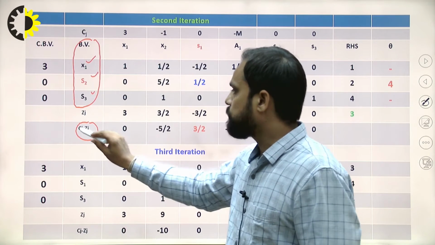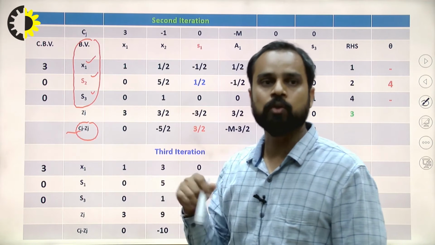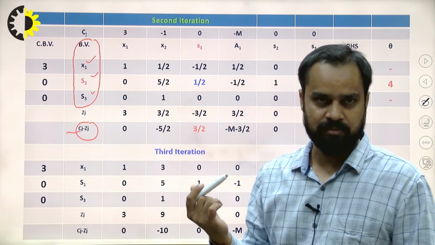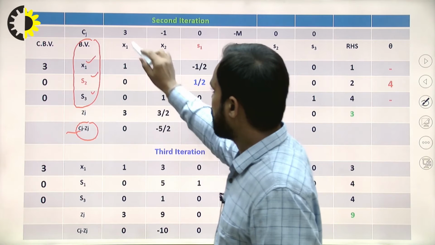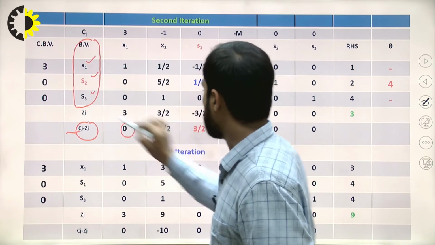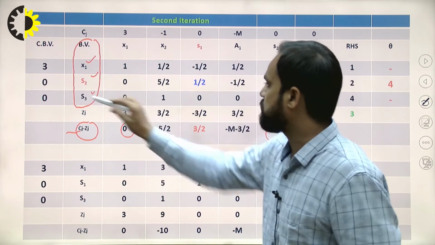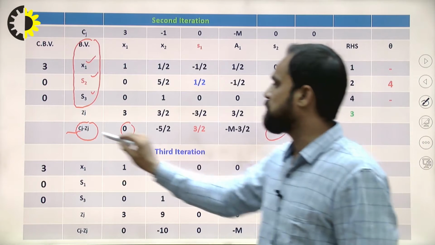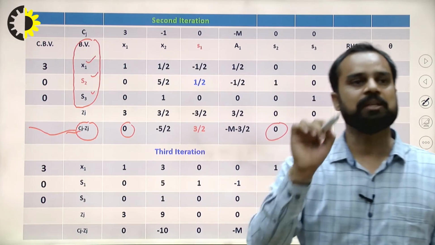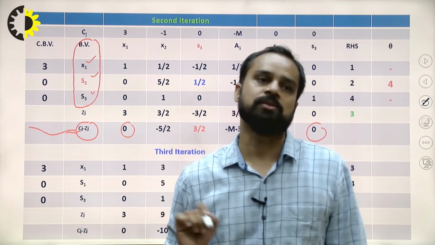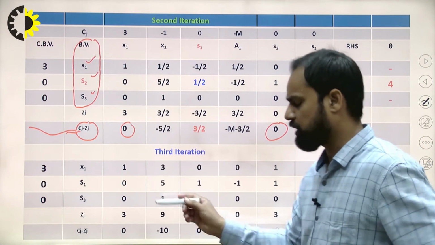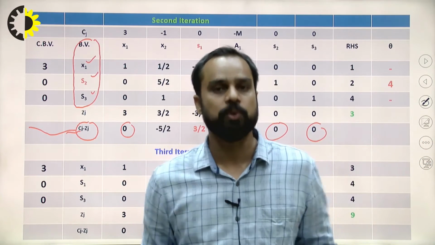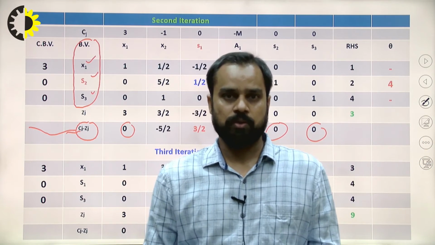So the value of Cj minus Zj for basic variables is always 0. You can check here, x1 is 0, s2 is 0 and s3 is 0. Means in the Cj minus Zj row the basic variable values are always 0. You can check it in each iteration. Just like here, you can also check the iteration showing the optimal solution value.